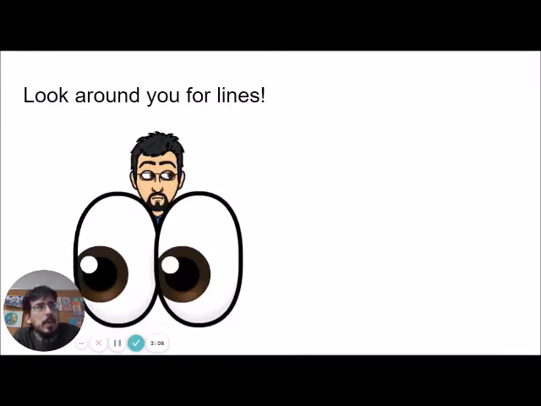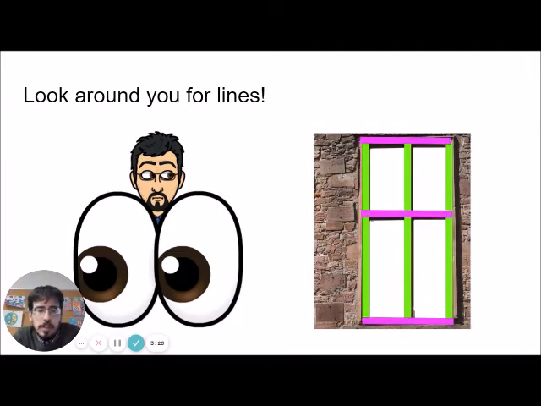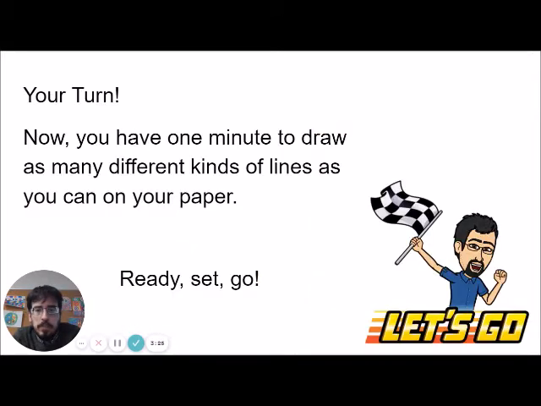So take a minute, look around you, see if you see any lines wherever you are. Now you're probably somewhere that might have a window. So if you look at your window, you might see some vertical lines going up and down and some horizontal lines go across. So lines are everywhere.